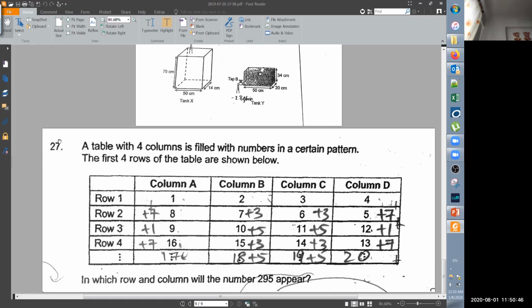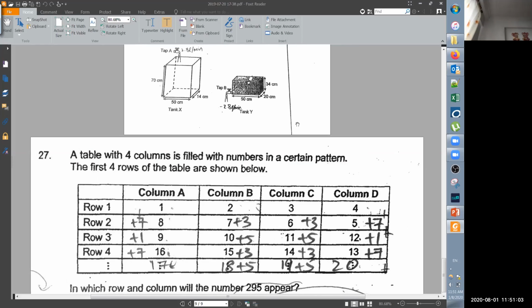So 27. Yep. So 27, the question says you have column A, B, C, D, and then you have rows, and then you ask which row and column will the number 295. So 295会出现在哪一个位置？Okay, try this out. This is a very, very common question.